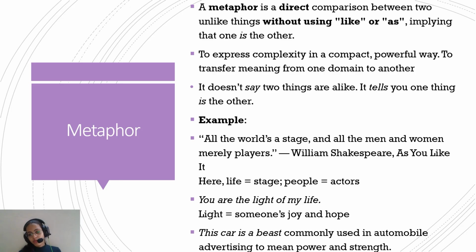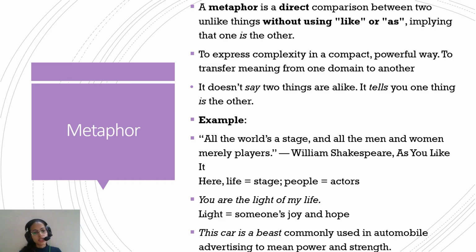This is a line by William Shakespeare in his play As You Like It. "All the world's a stage, and all the men and women merely players." I think in the old English it is written like that. The implied meaning is that all the world is a stage and the men and women are merely players. So here the whole life is compared to a stage. Rather than saying the world is like a stage, the world is a stage has been said. So it's a comparison, but without using words like or as, because if like or as was used, it would become simile.